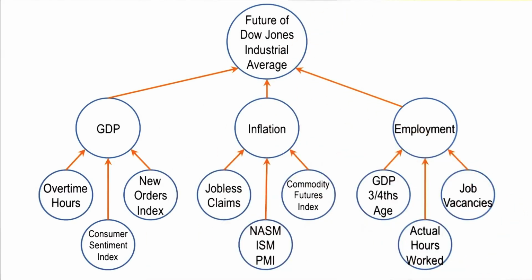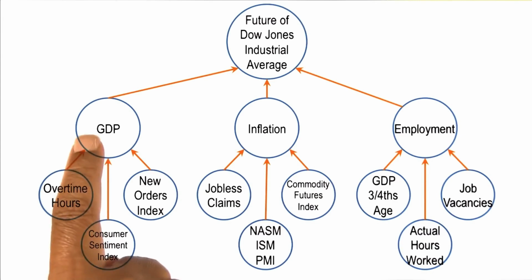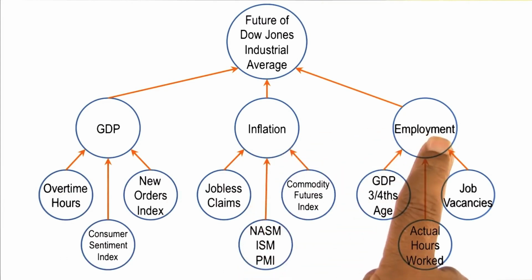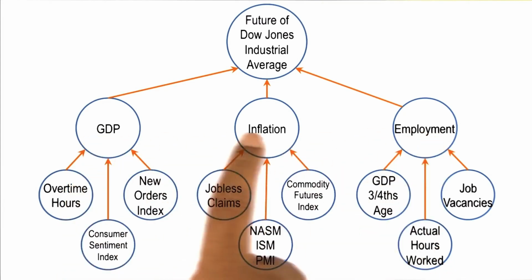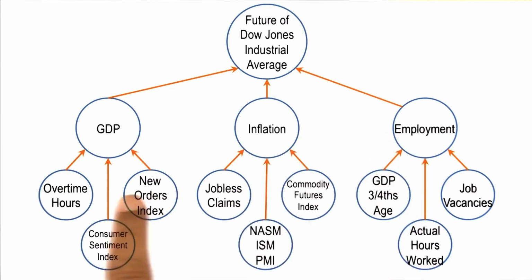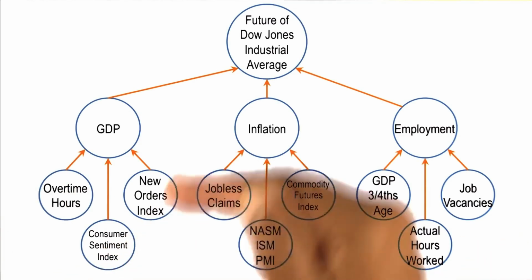Well, one way in which it could do it is to look at the information it has about the GDP and the inflation and employment today. But how does it know about the value of GDP or the inflation and employment today? Well, it could look then at the values of the overtime hours, the consumer sentiment index, new orders index, and so on and so forth. Now the processing is largely bottom up.